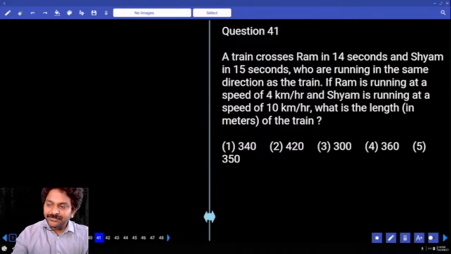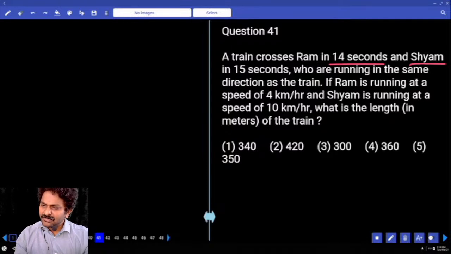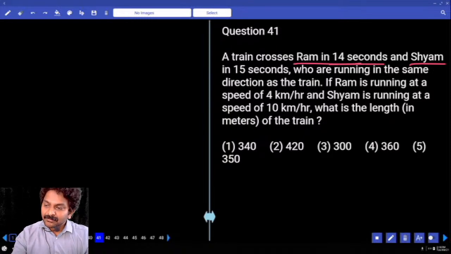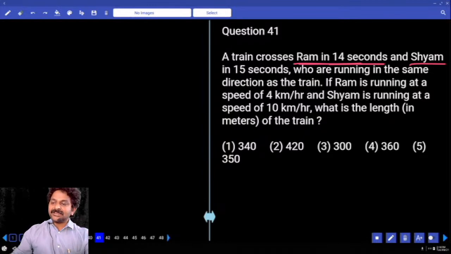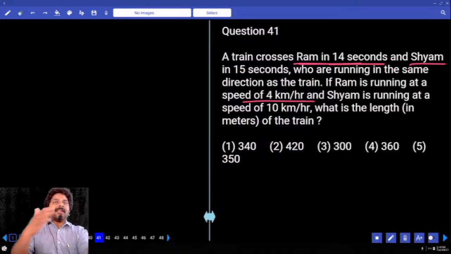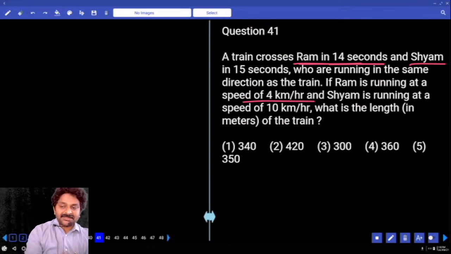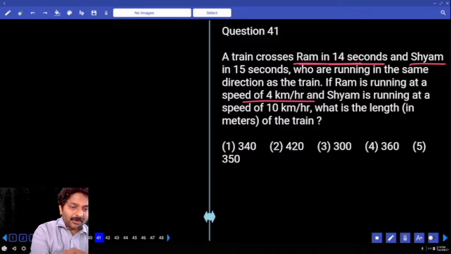It takes 14 seconds to cross Ram, right. So what is the speed of Ram? But the train and Ram are both moving in the same direction. So when they are moving in the same direction, relative speed is S1 minus S2. Do we know the speed of the train? No. Let it be S. So relative speed is S minus 4.